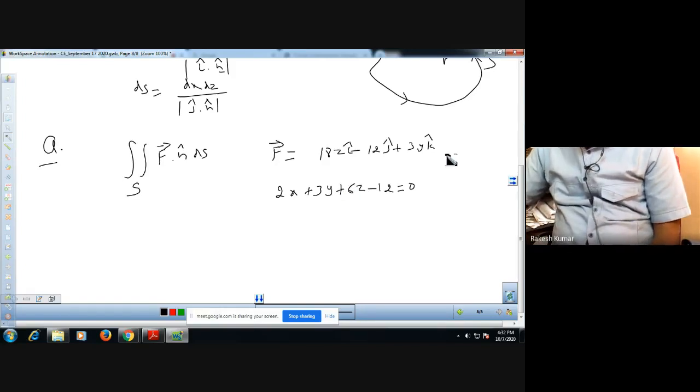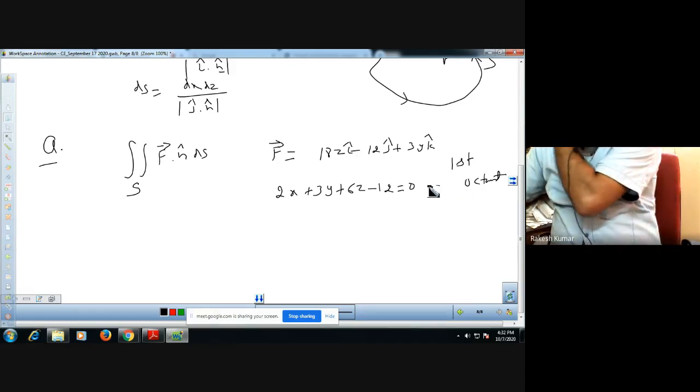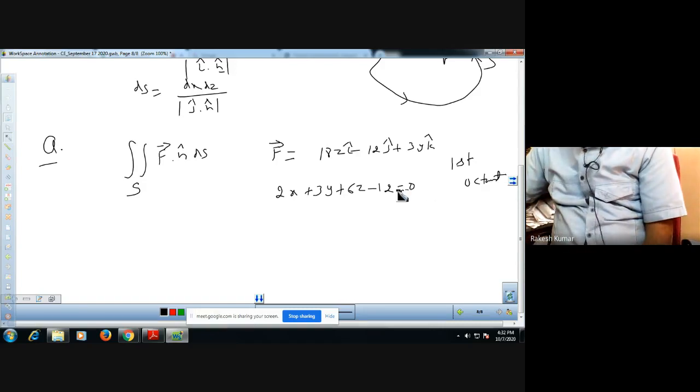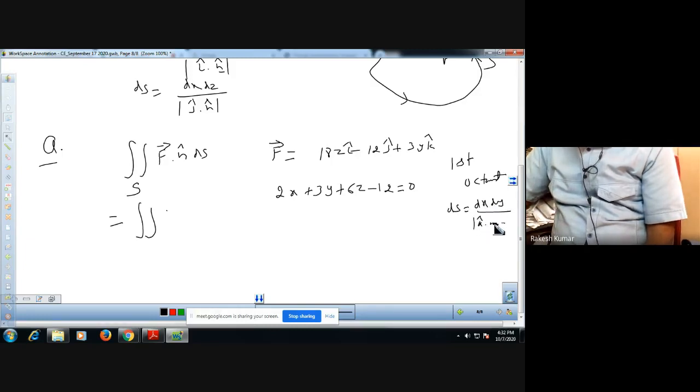Important point to note, in the first octant, we should always have positive values. So we shall take the double integral in the xy plane, and it means your dS we need to take like that. That will be dx dy divided by k cap dot n cap. We shall take this because we are in the first octant.